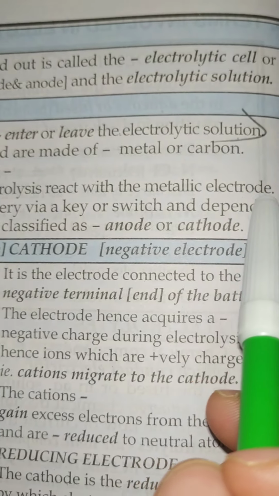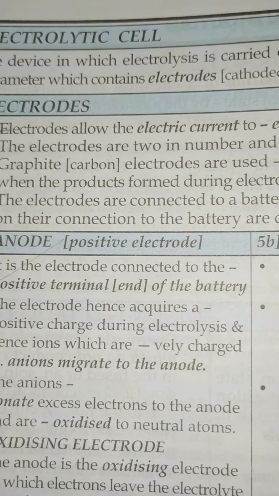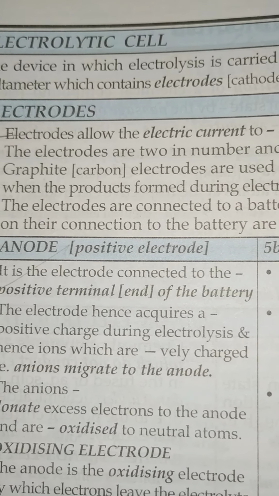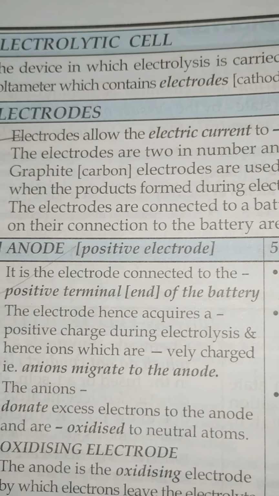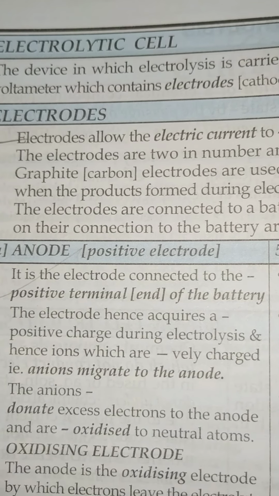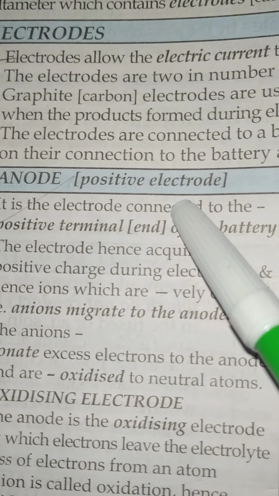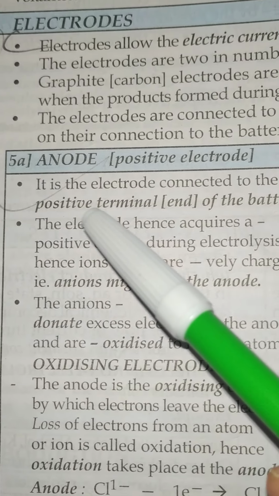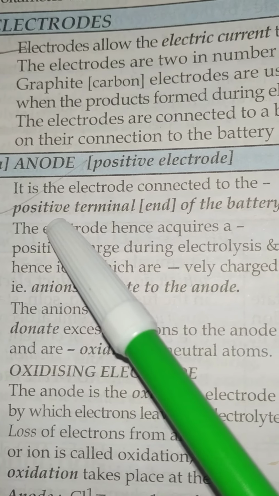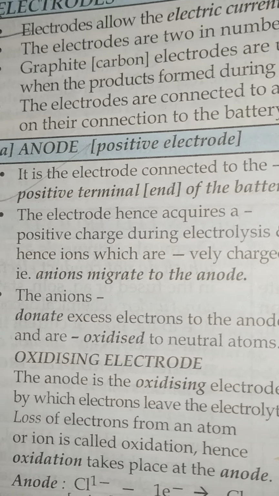electrolysis reacts with the metallic electrode, and the electrodes are connected to a battery through a key or switch, and it depends upon the connection whether they will be an anode or cathode. Now the anode is a positive electrode and cathode is a negative electrode. Anode is the electrode that is connected to the positive terminal of the battery, and it acquires a positive charge.